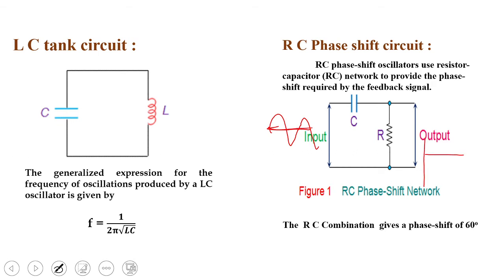But how will we get the output? We will get the output such that there is a phase difference of 60 degrees between input and output. So one single network of resistance and capacitor generates an output with a phase difference of 60 degrees. If you take the equation for this combination of capacitor and resistance, it is tan phi equals 1 upon 2 pi f R into C.